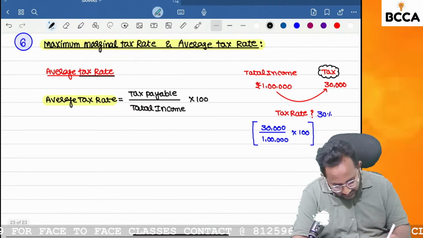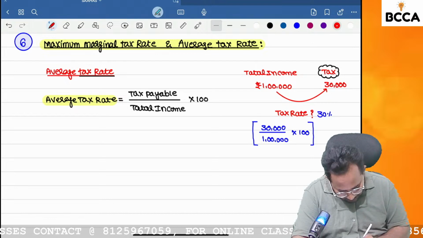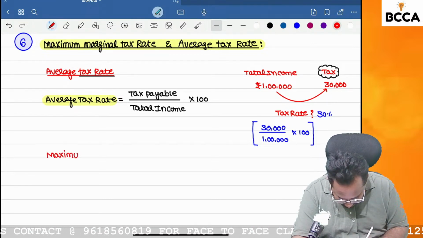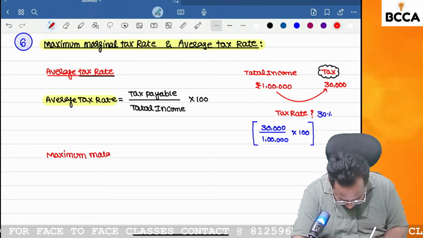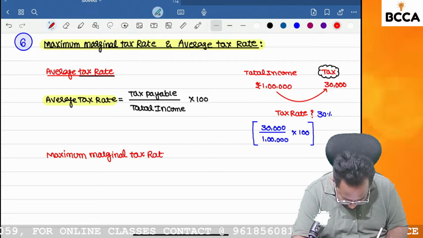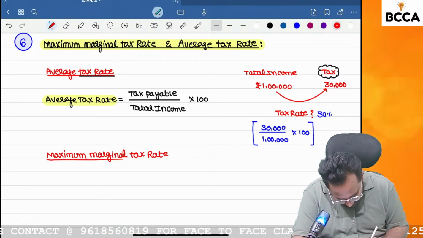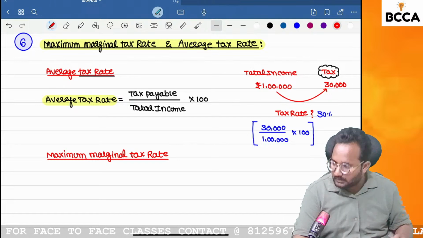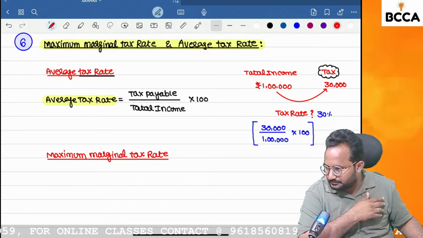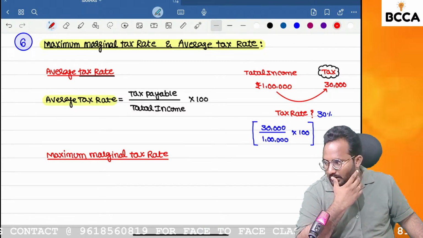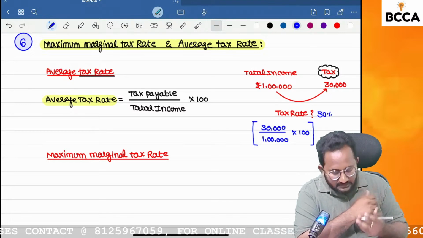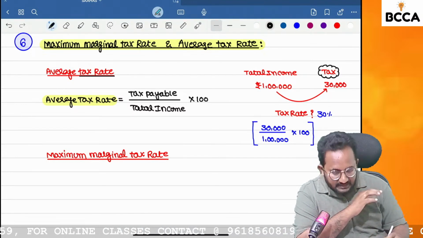Next one, what is that? Maximum marginal tax rate. How can you identify the maximum marginal tax rate, and what is the purpose of finding it out? I will tell you.